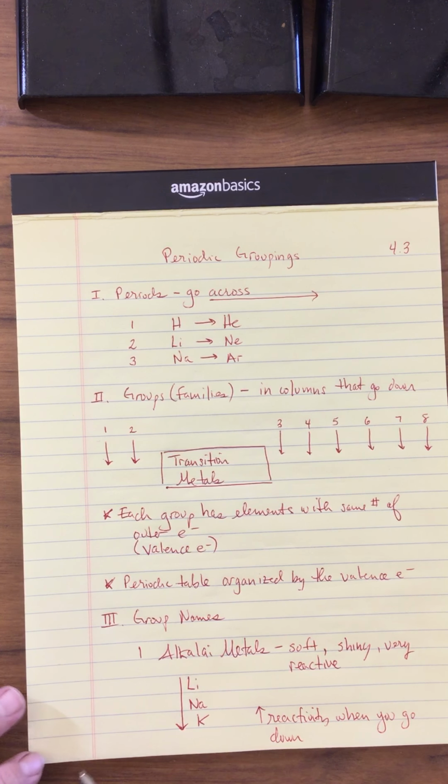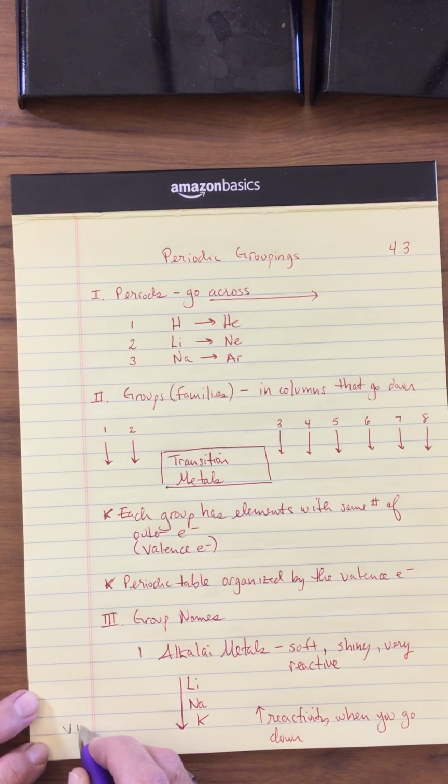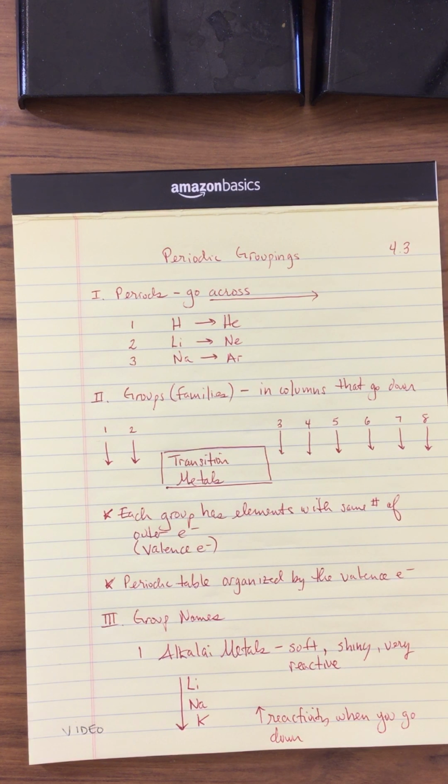So what I'd like you to do now is watch the video for group number 1, which is the alkali metals. And you go ahead and pause, and I'm going to continue on after just a few seconds.